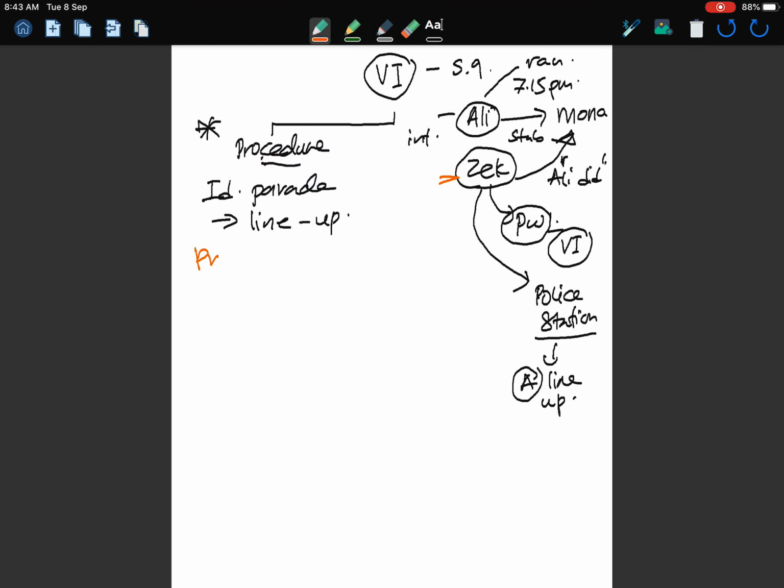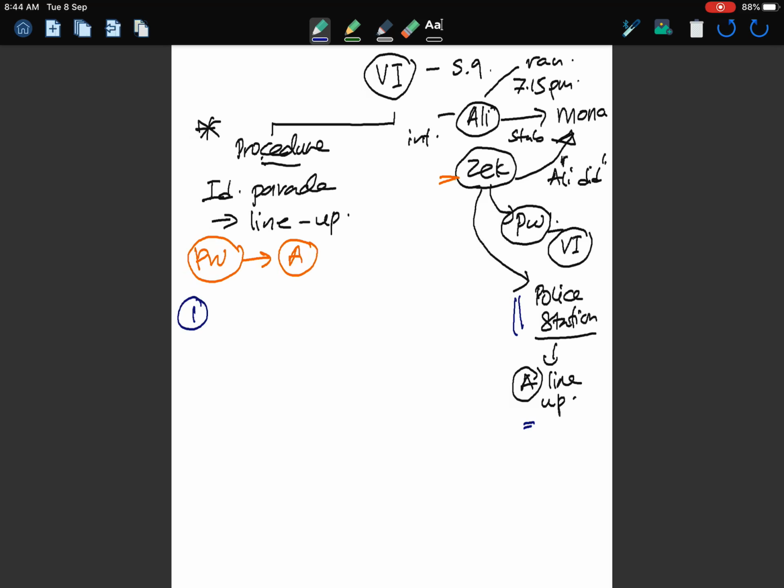You got that? Right? Remember, when you have this identification parade, which is identification by the witness here, PW, in a line-up. So PW here will identify the accused person in a line-up. So this is a process known as the identification parade. Now, when does the procedural issue of identification parade come into the picture? Who are you scrutinizing? Who has to be aware of the procedure?